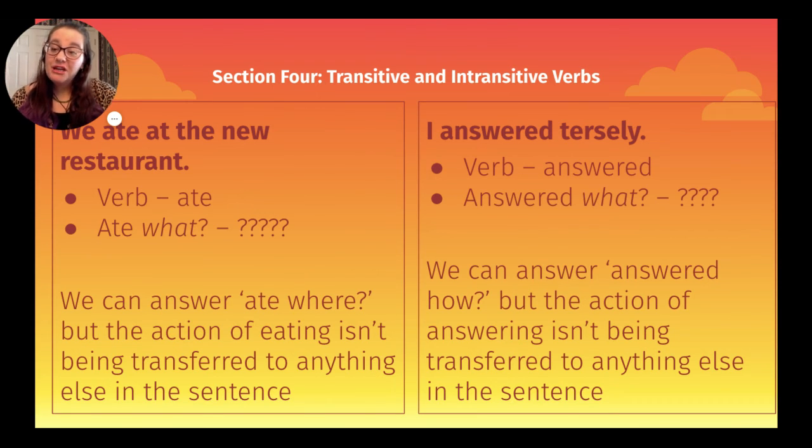We ate at the new restaurant. Our verb is ate. Our subject is we. We can answer where we ate, but remember, that's not a direct object question. So the action of eating is not being transferred to anything else in the sentence. We're not eating the restaurant. That would be very uncomfortable and very strange, and I don't know how you would even do that. But it's answering where we ate, at the new restaurant. Not the same thing. So the verb ate is standing alone. It is an intransitive action verb.